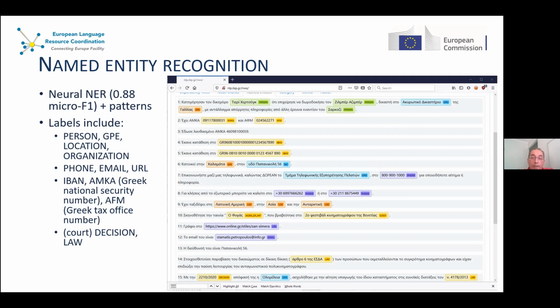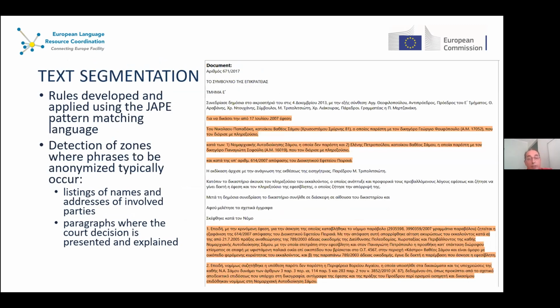Following this pre-processing stage, the core of the anonymization solution involves 2 stages. For the first, we developed pattern-based rules using the J pattern matching language to detect zones in these documents where phrases to be anonymized typically occur. These zones include paragraphs where the names of involved parties and their addresses are listed, as is the case of the first 4 highlighted paragraphs in the example on the right of this slide. The rules also aim to detect paragraphs where the court decision is presented and explained, as is the case of the other sequence of highlighted paragraphs in the example screenshot. All the other paragraphs which are not highlighted typically contain names of judges and other members of the judicial procedure, which we do not want to anonymize.